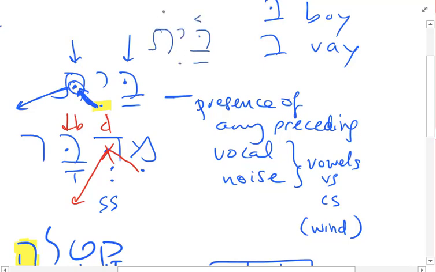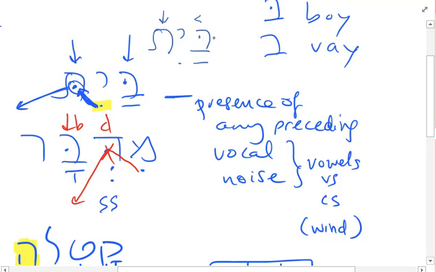You see the tav here? It comes standard with the dagesh lene, doesn't it? Why is there not a dagesh lene there? Because the dagesh lene has been blown away by the preceding vocal noise in the form of a real vowel, kirik. Look at the beit, though, of bayit.